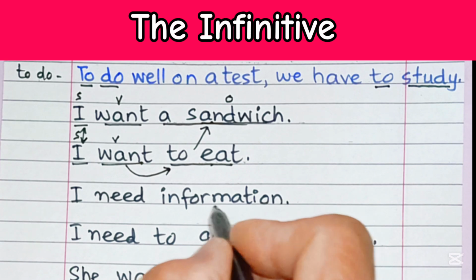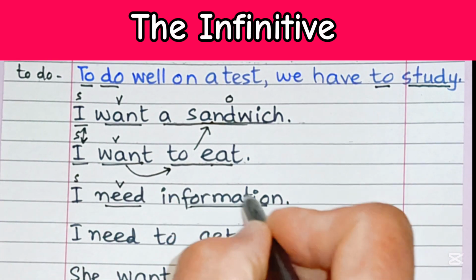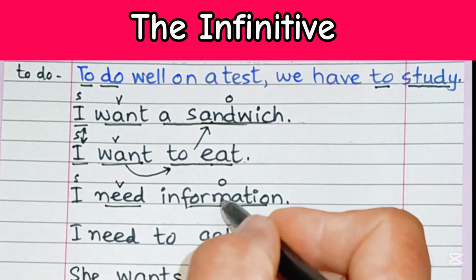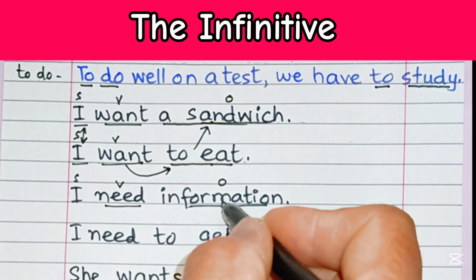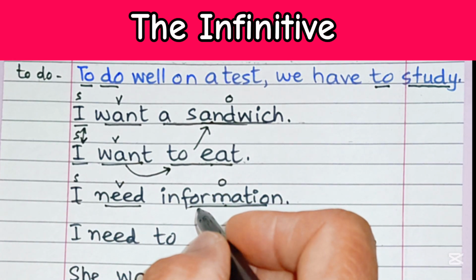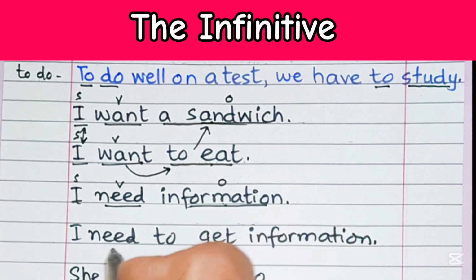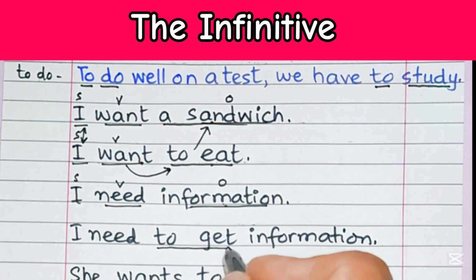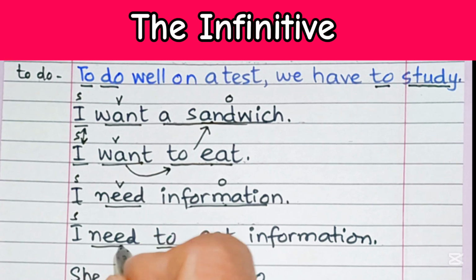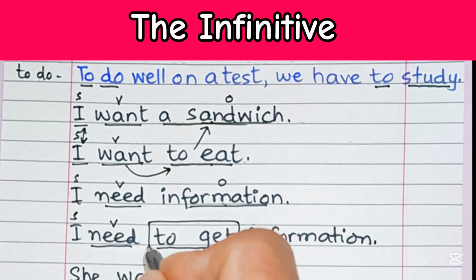I need information. This is the subject, and then this is the verb, and information is a noun, and it is functioning as an object in this sentence. I need information. Over here I have put the word information just after the infinitive to get. I over here is the subject, need is the verb, and then we are using to get.